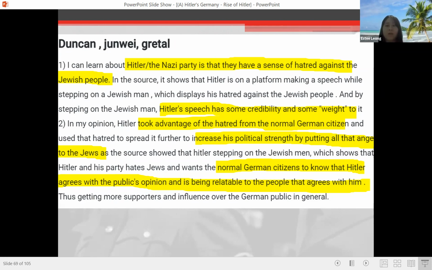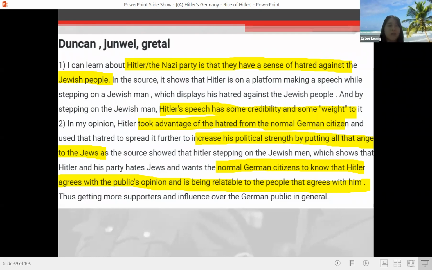By stepping on a Jewish man, Hitler's speech has some credibility and some weight to it, because how did he make the Nazi party more popular? Because he took advantage of the hatred from normal German citizens to increase his political strength and use them as a scapegoat, put all the anger on the Jews so that he would become more relatable to the people that agree with him.